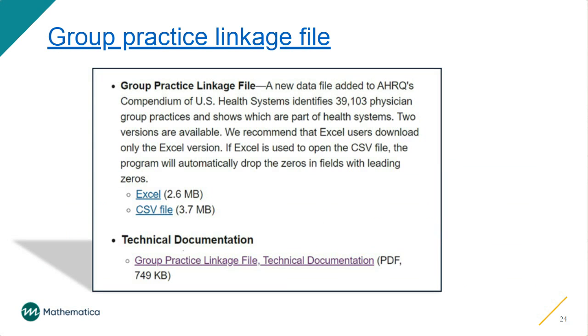If you go to the Compendium webpage, it looks pretty similar to what we showed for the hospital linkage file and the system level data. There's an Excel version and a CSV version. This file, given that there are just many more group practices in the country, is going to be quite a bit larger. And then there's a link below to the technical documentation. Again, I would direct you there if you have any questions. There's a wealth of very detailed information about how we created the data and the contents. And then if you click on it, this is what it looks like.